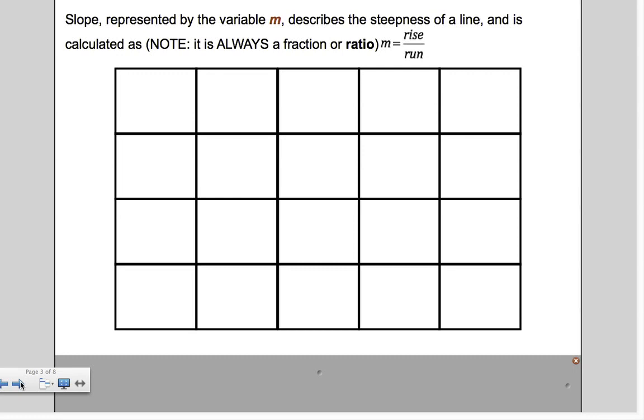Write this down. The slope, represented by the variable m, describes the steepness of the line, and it's calculated as a fraction, always a fraction or a ratio. It's calculated by the formula m is equal to rise over run.